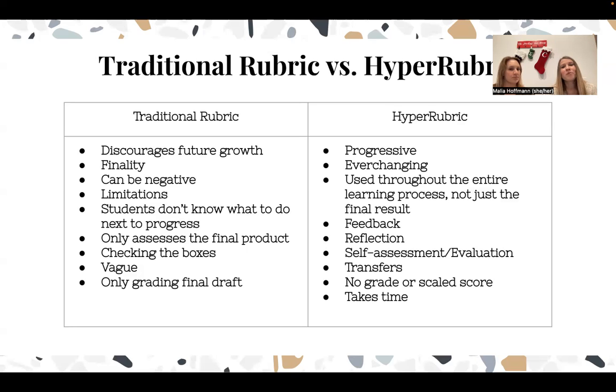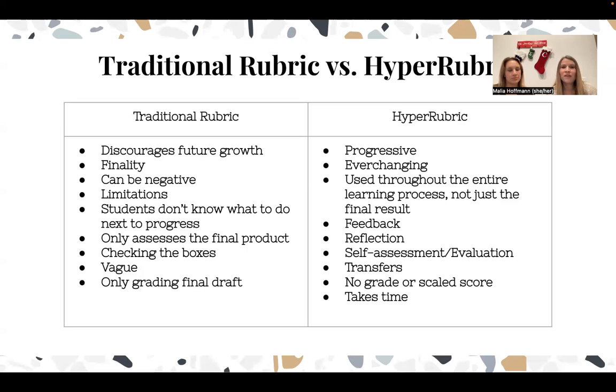HyperRubrics. So for a HyperRubric, it's very progressive. It's ever changing. Every time a student self-assesses to it, or the teacher assesses the student to it, it then can change. So as they move up within it, it'll change, and we'll explain all of that later. It's used throughout the entire learning process, not just a final product or final result. There's feedback within it. They can reflect. So there's lots of reflection in a HyperRubric.